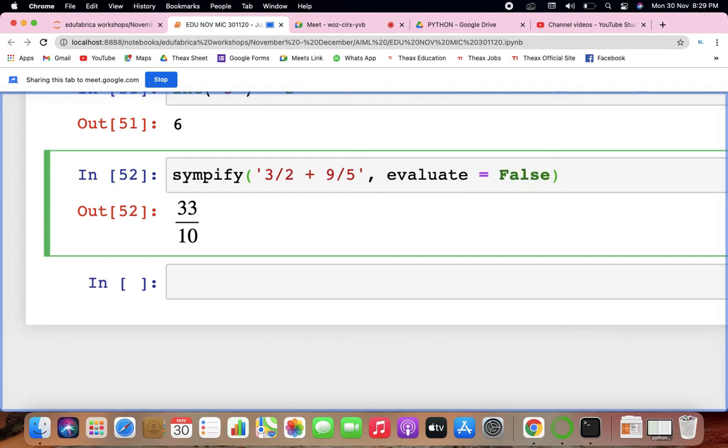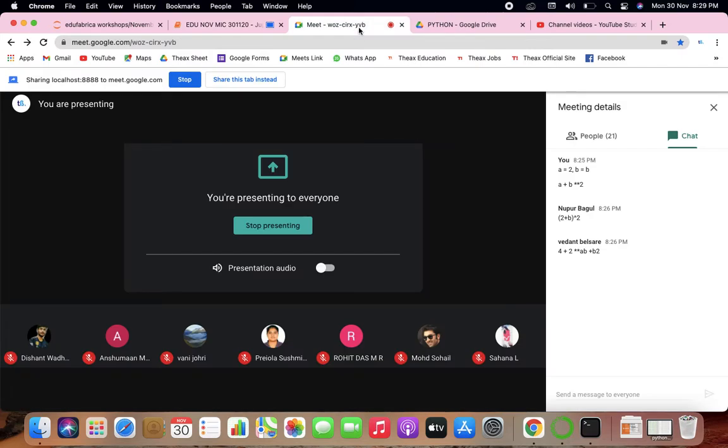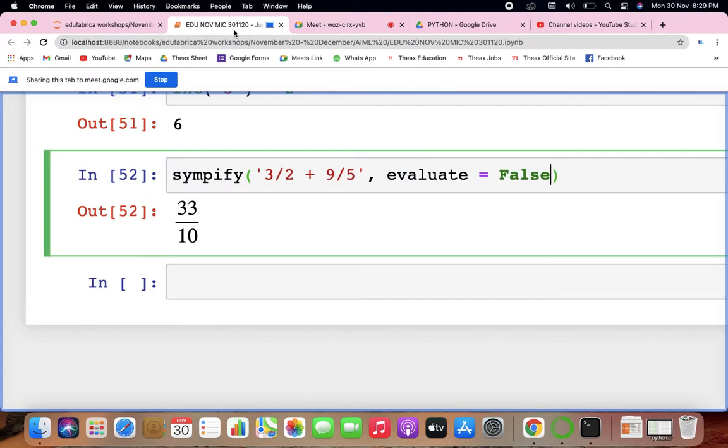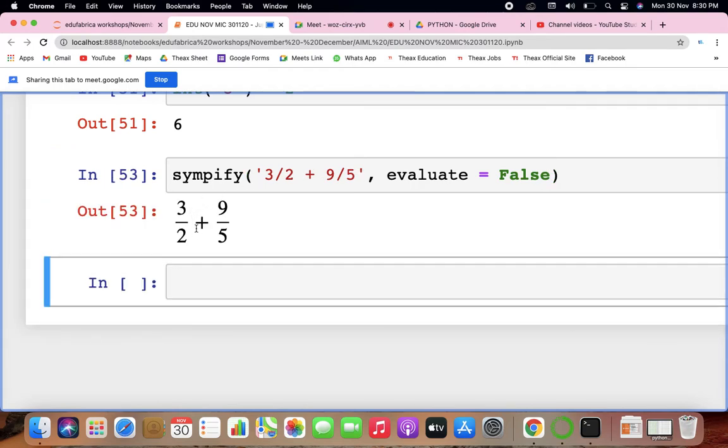So if we write evaluate equals false, this says that we just want to express the exact expression you have written inside the simplify, right? So simplify basically converts your string into mathematical symbols, or mathematical numbers, all right? So we exactly want to write this as it is. So we don't want to evaluate this. So you'll just run this and you'll get 3/2 plus 9/5. So by default, evaluation is always true. That is, it is always solved over there, right?